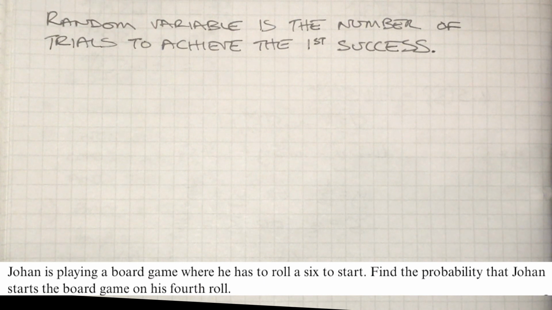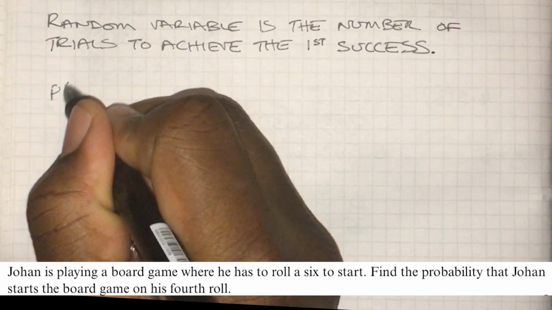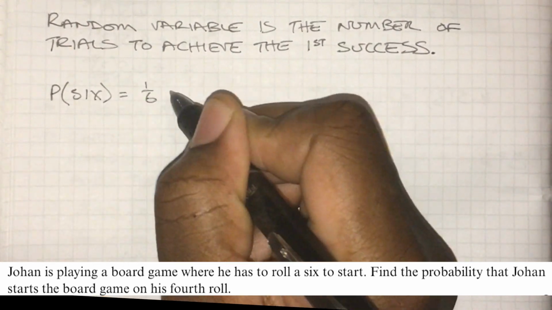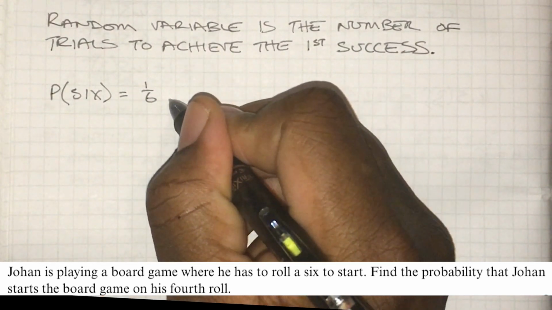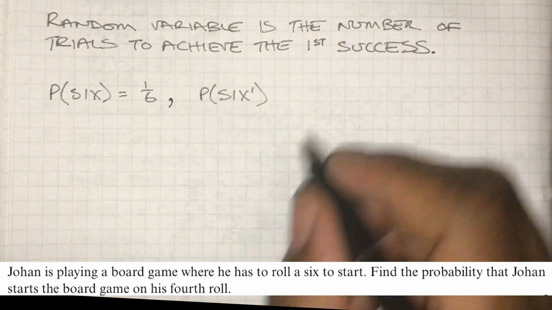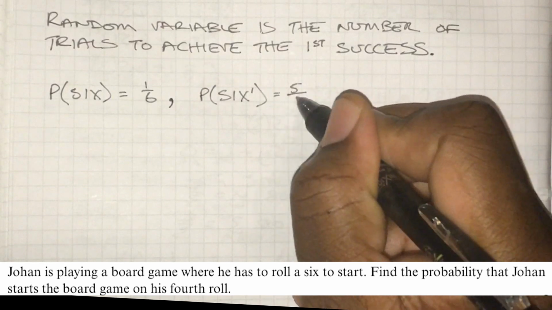So here we have Johan playing a board game, but he can't actually start the board game until he rolls a 6 on his dice. What's the probability that he's able to start on his fourth roll? Alright, so let's actually get the probabilities we're working with. The probability of rolling a 6 on a fair dice is 1 over 6. And the probability of not rolling a 6, so the complement of 6, is 5 over 6.